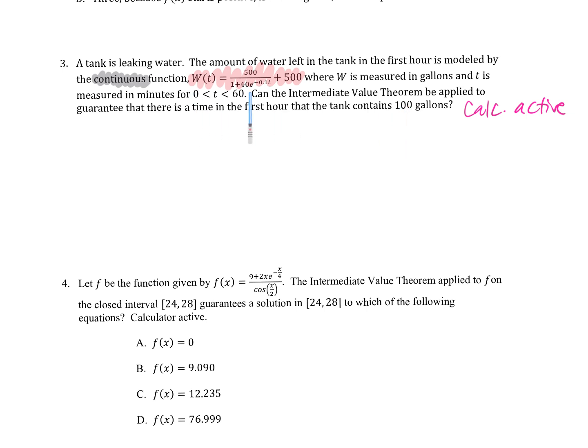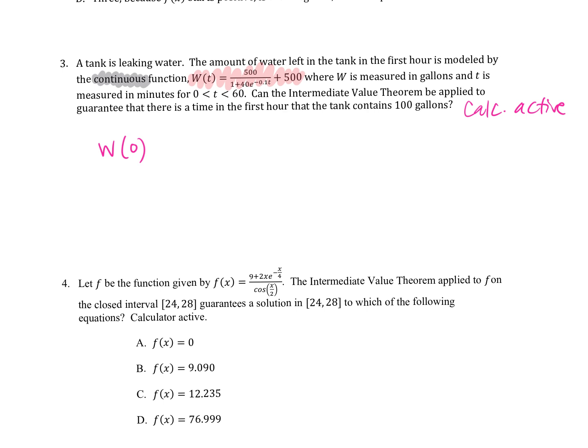What do we have to do first? Plug in 0. Let's go find W of 0. I'm going to teach you a shortcut on your calculator. Everybody grab your calculator and go to the home screen. Type in 0, STO (on the left-hand side), x, enter.